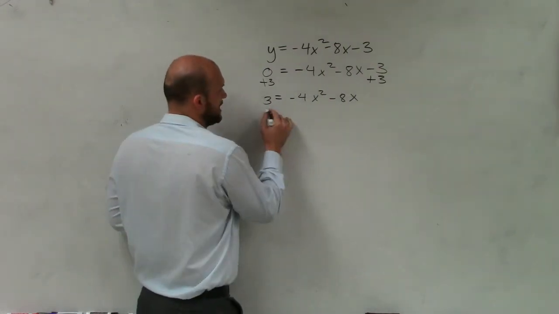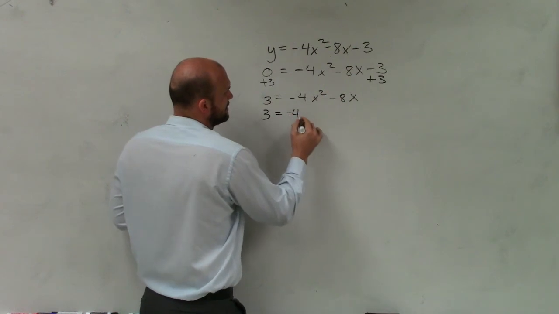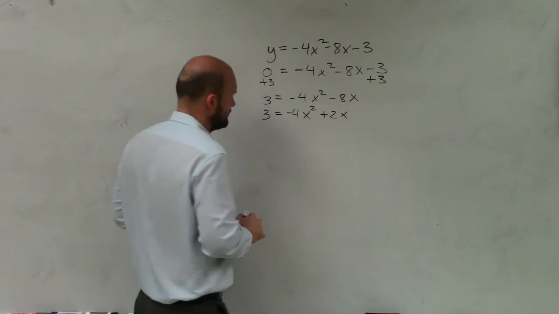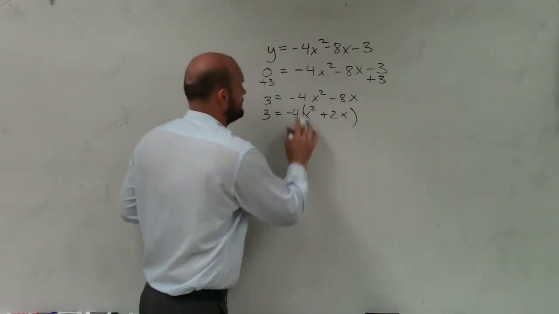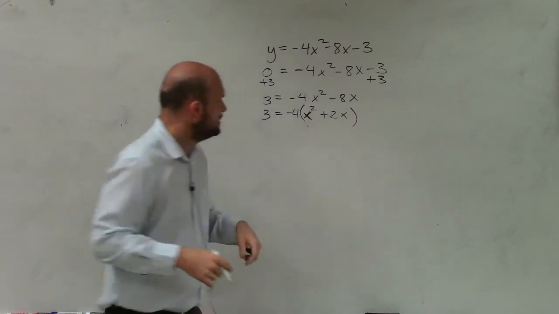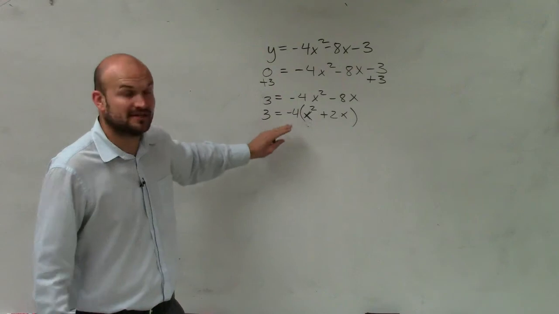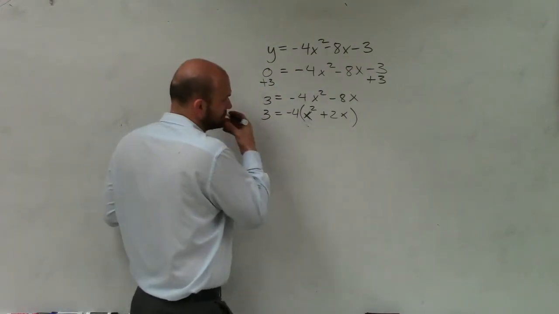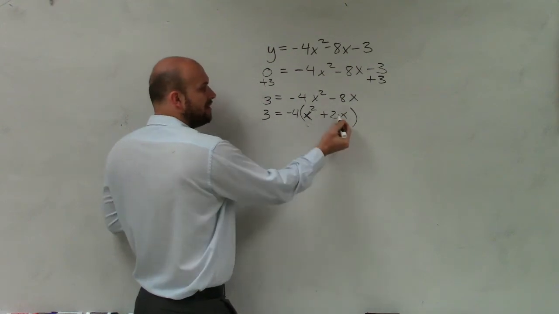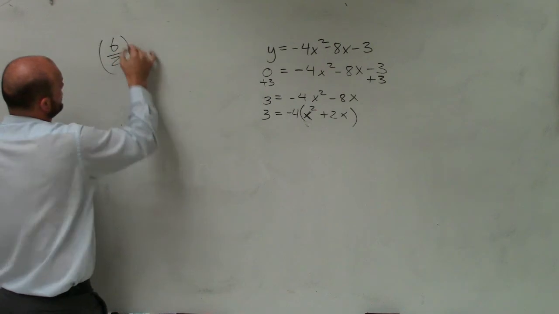So to do that, I'm going to factor out a negative 4 out of these two terms. Therefore, I'll have a negative 4 times x squared plus 2x. Put some parentheses in there. Okay, so now I've factored out the negative 4, and I'm going to leave this right here until I actually go ahead and complete the square. So now I need to complete the square, and remember, to complete the square, we take our b divided by 2, and we square it.